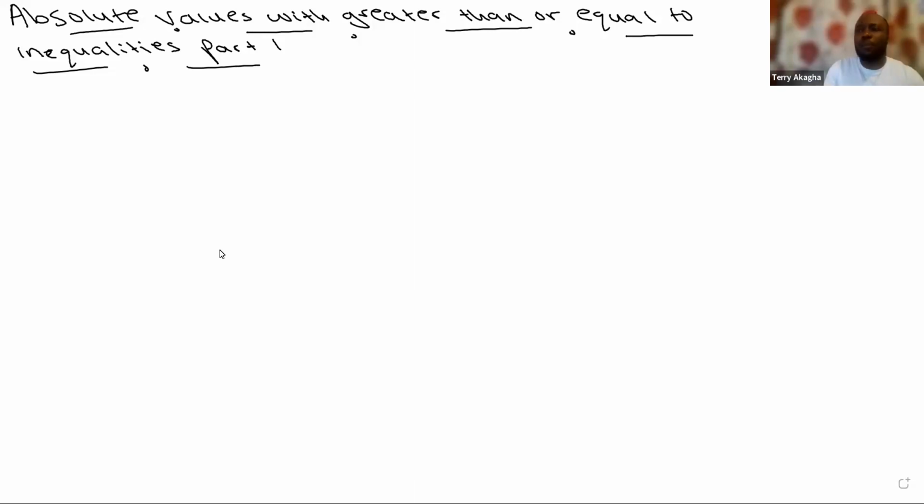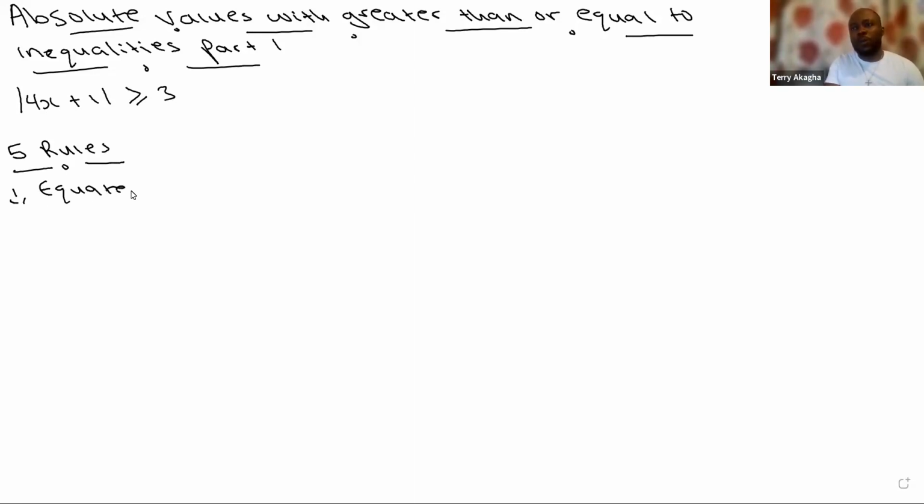All right, let's pick an example to quickly do this. So let's say we have the absolute value of 4x plus 1 is greater than or equal to 3. You were told to solve this. How would you solve this? We have the 5 rules. Number 1, equate the function, similar to what we did in the less than. So equate the function.